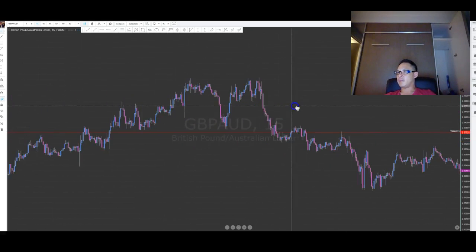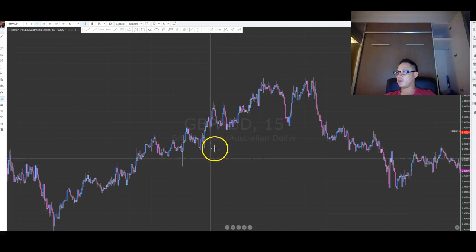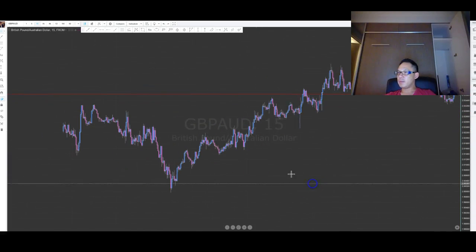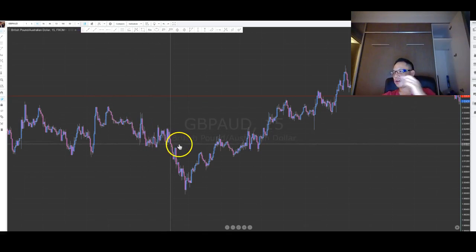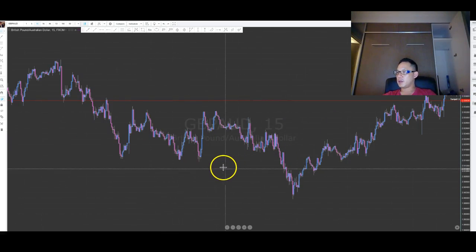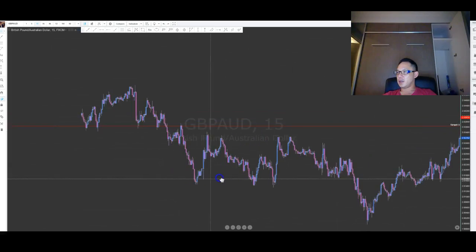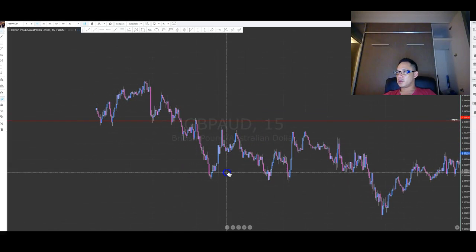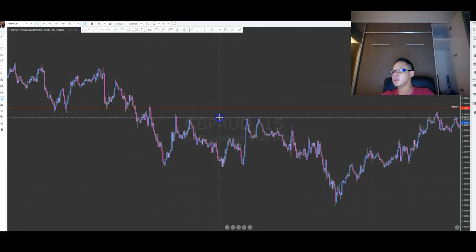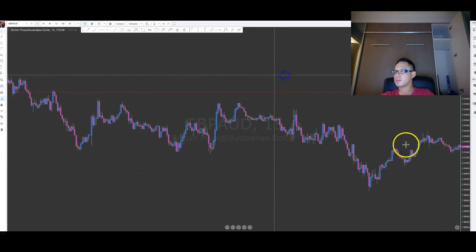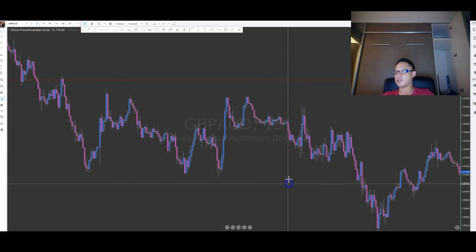I'll try to find another one now. Again, I found one there, but I won't use that one as an example. I think this one. This one's alright. Now I'm going to do this really quickly, because I don't want to spend too much time on it, so I'm going to draw this really quickly.